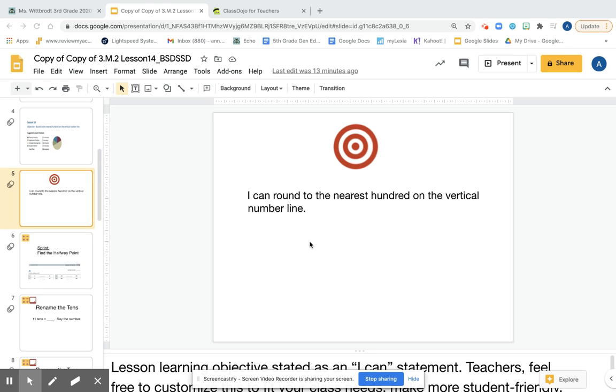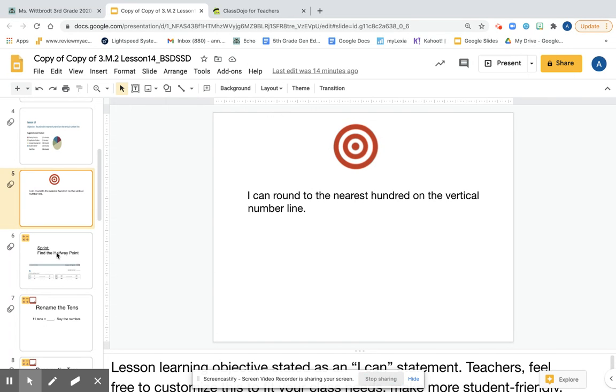Hello, everybody. Our I can statement today for our math lesson, and this is a little bit of a review from what you did with Mrs. Hall on Friday, is: I can round to the nearest 100 on the vertical number line. So previously we were learning how to round to the nearest 10 on a vertical number line. We're going to round to the nearest 100 today.